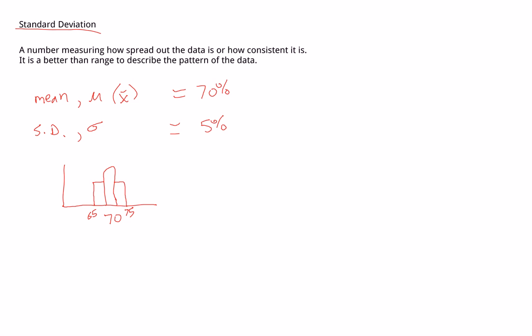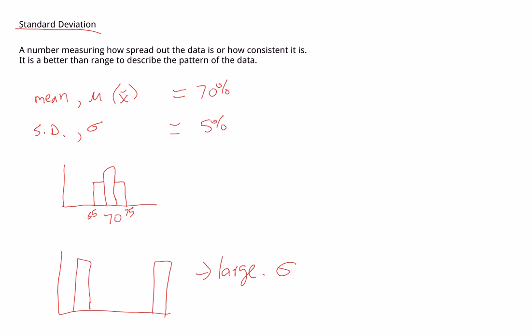So if you have a really small standard deviation, that means most of the data is really close together. If you have a really big standard deviation, that means it's spread out a lot. So suppose we had data that had just one group way over here and one group way over here, this would be a very large standard deviation number.